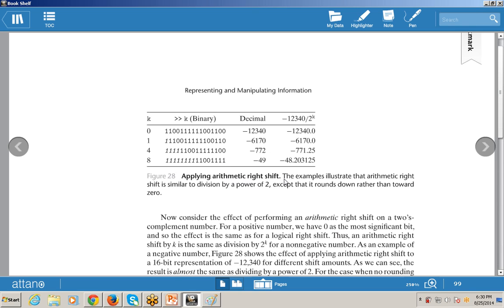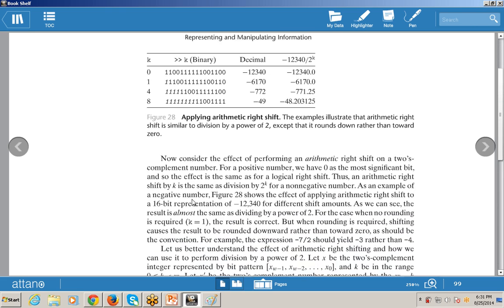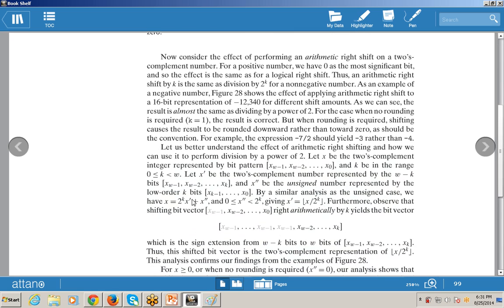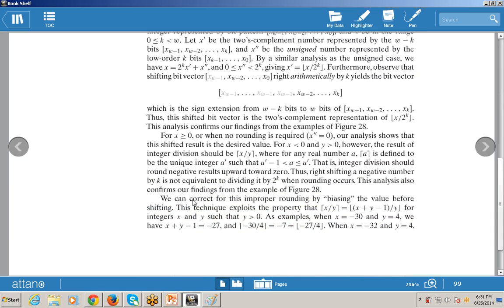This is applying arithmetic right shift. This example illustrates that arithmetic right shift is similar to division by power of 2, except that it rounds down rather than towards 0. This is how we can perform the right shift operation whenever we divide by 2 power k.